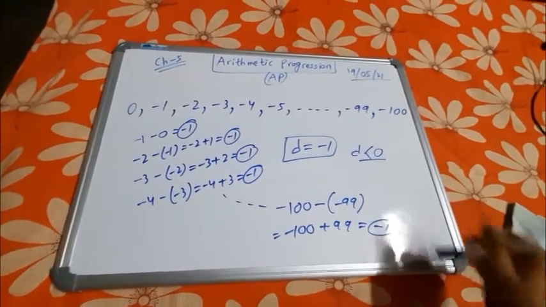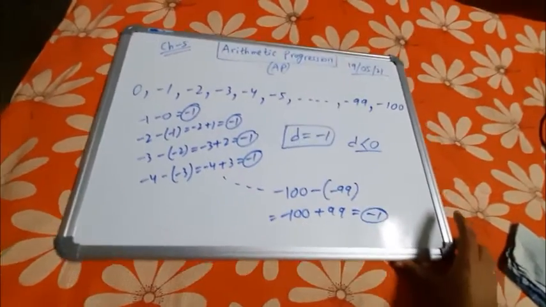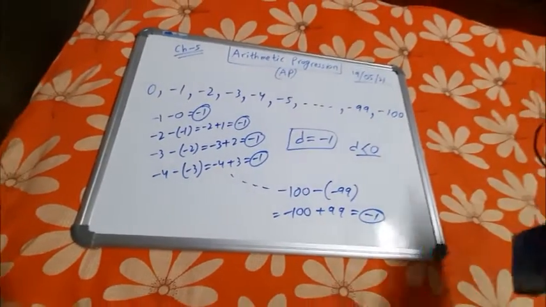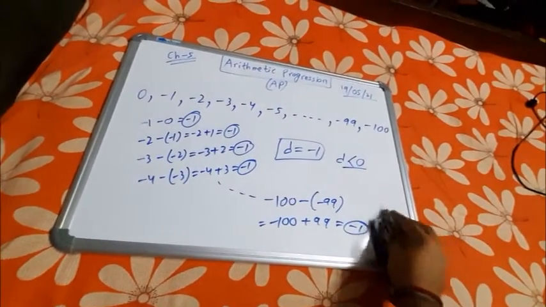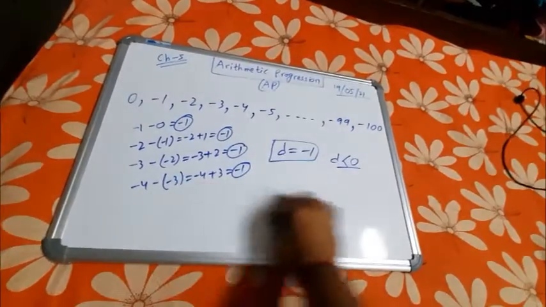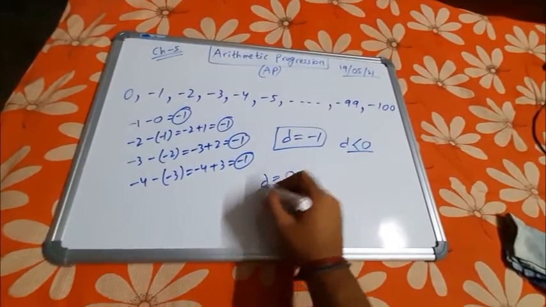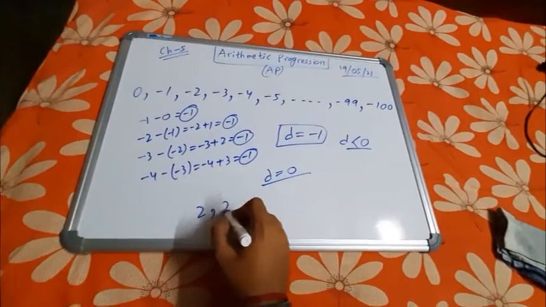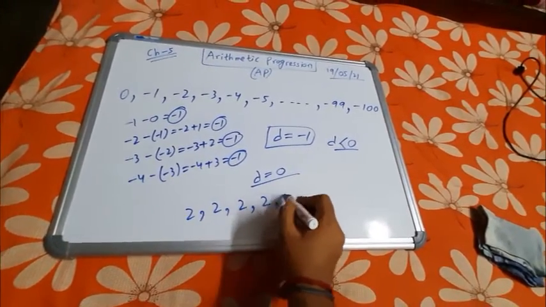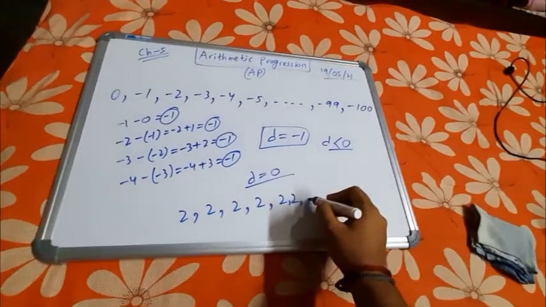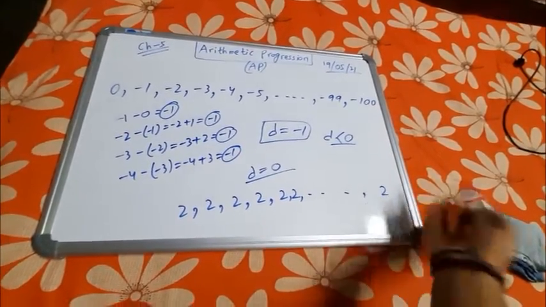Now d equal to 0. The d equal to 0 case is a very simple series. I'm just rubbing this portion, just showing a small example. For d equal to 0, the example will be like this: 2 2 2 2 2 2 2 dot dot dot up to the nth term.